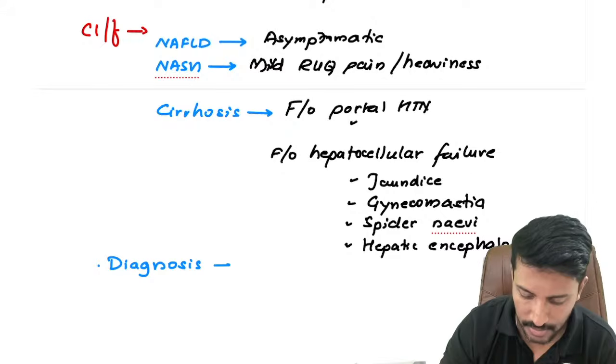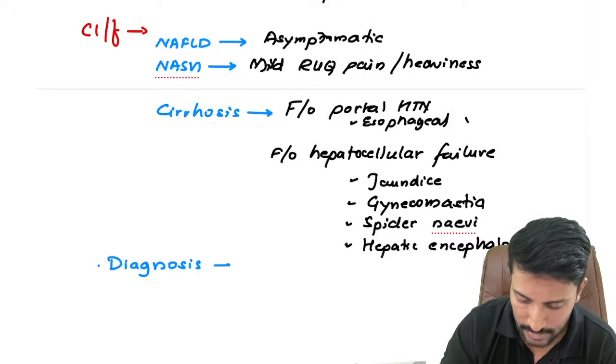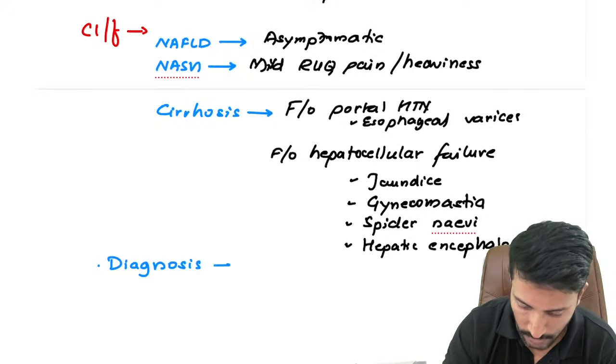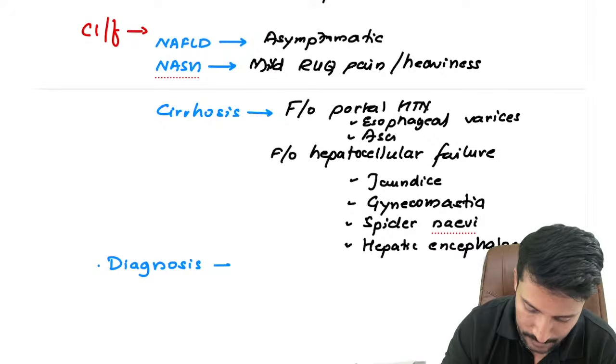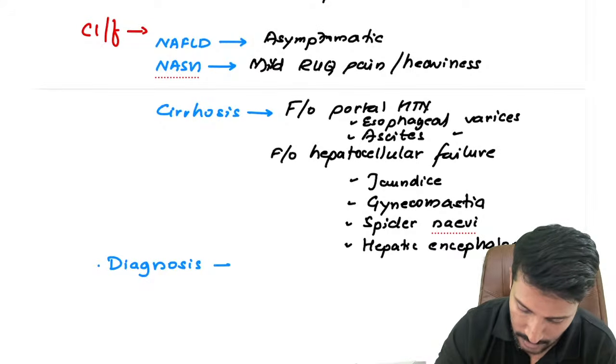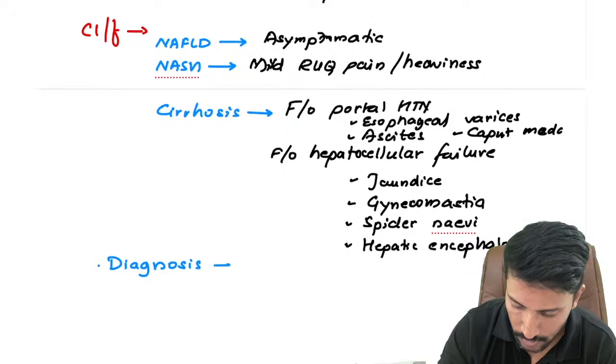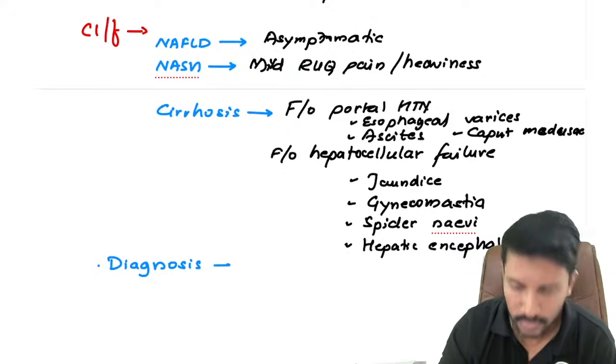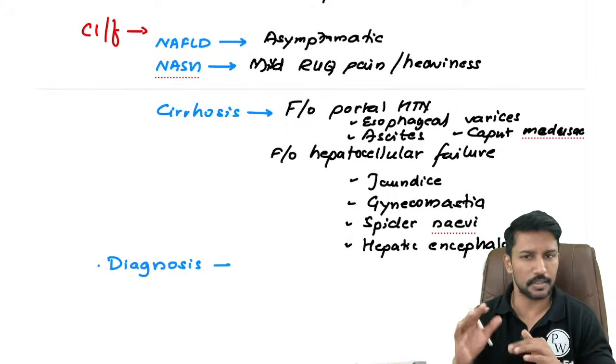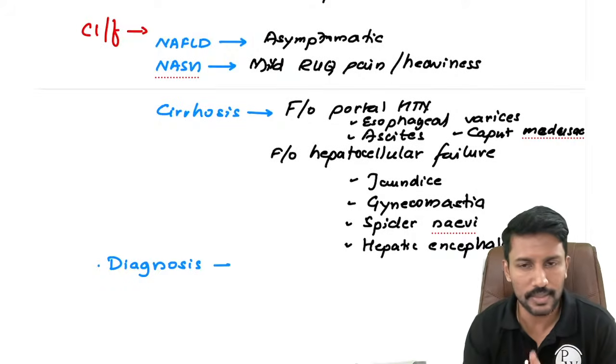Okay, what features can I see because of portal hypertension? Esophageal varices. I can see ascites, right? Then we can get something called caput medusae. So these are all features of portal hypertension. Just list three or four. That will be more than enough for the written exam.